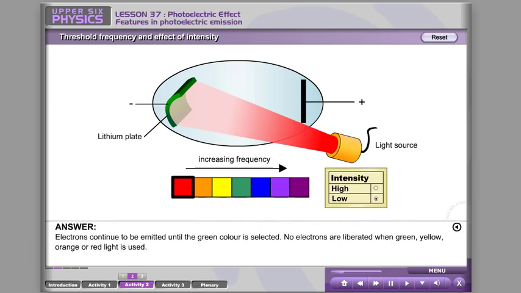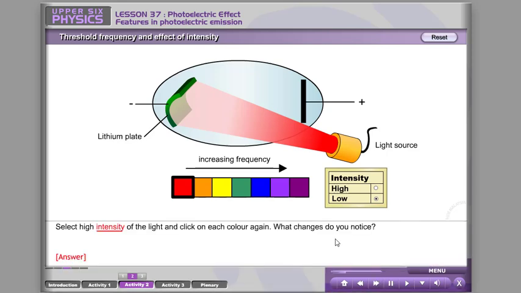Answer: electrons continue to be emitted until the green color is selected. No electrons are liberated when green, yellow, orange or red light is used. Select high intensity of the light and click on each color again. What changes do you notice?